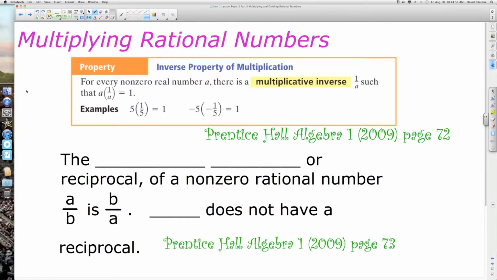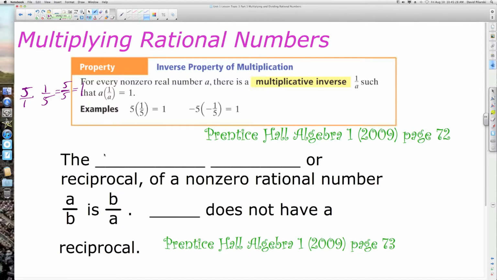Now remember, 5 times 1/5, if we think of 5 over 1 as a fraction, the 5s can either cross cancel or we can multiply that out. 5 times 1 is 5, and 1 times 5 is 5, to give us 5 over 5, which of course does reduce to 1. It also works with negative numbers. Negative numbers have multiplicative inverses. The multiplicative inverse or reciprocal of a non-zero number a over b is b over a. 0 does not have a reciprocal.